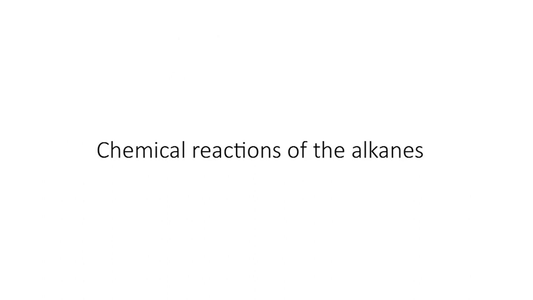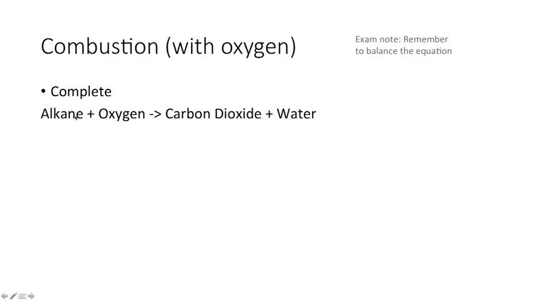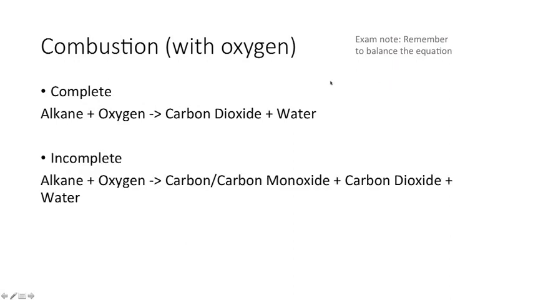Moving on to the chemical reactions of the alkanes. They do many chemical reactions. Let's go into it. So, combustion, or reaction with oxygen, obviously. It can either be complete combustion, where the alkane will produce carbon dioxide and water upon combustion with oxygen. And always remember to balance the equation, which is a good note. And then you also have incomplete combustion, where there's obviously a lack of oxygen, so there'll be less oxygen than you'll be seeing in the complete equation. And that will make either carbon or carbon monoxide, and then you still get your products of carbon dioxide and water.